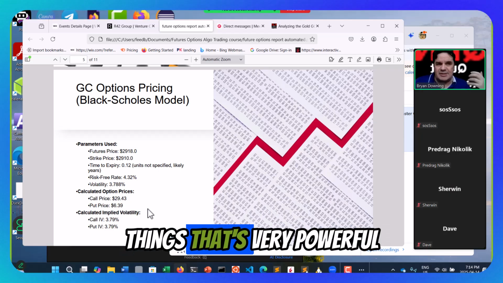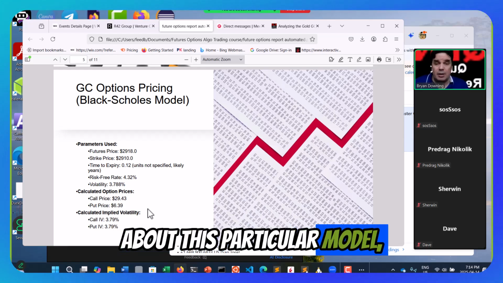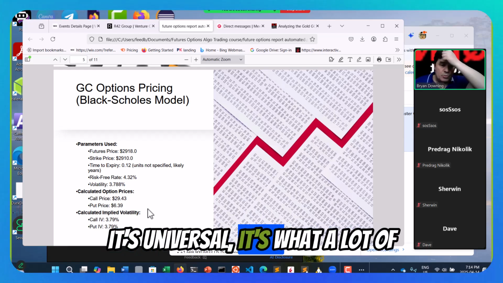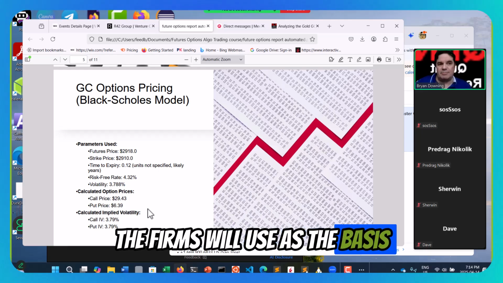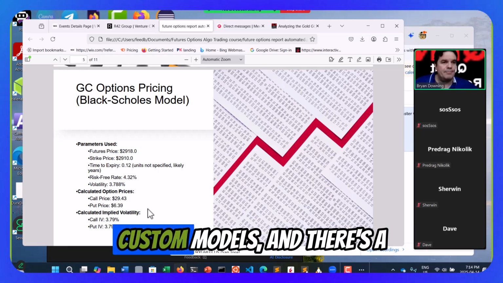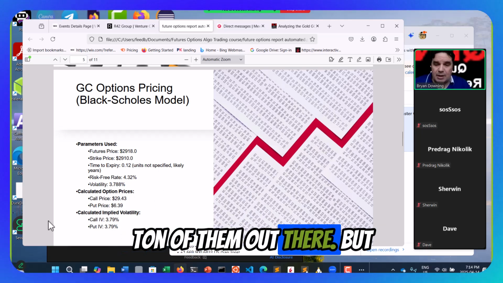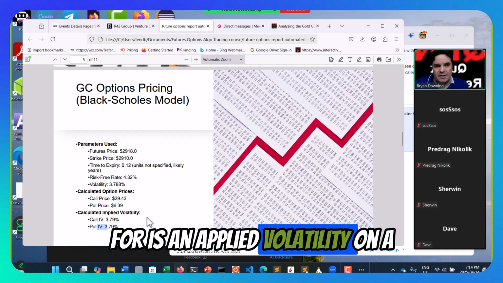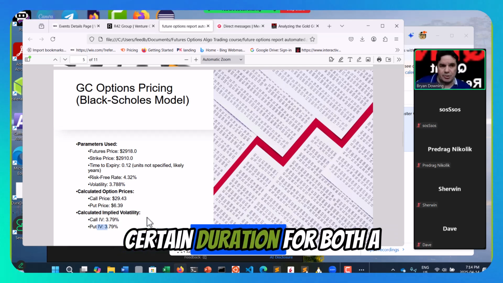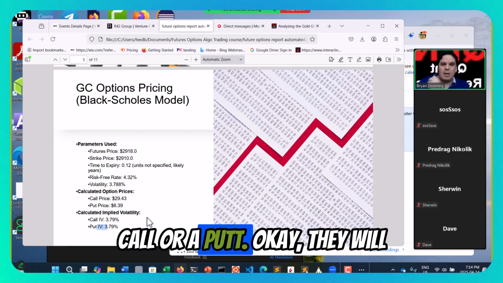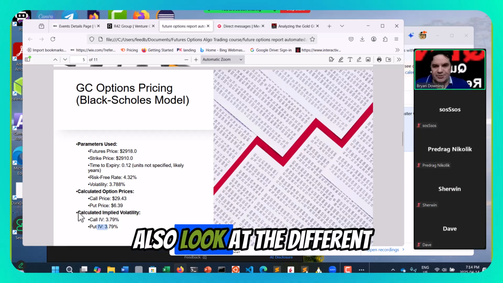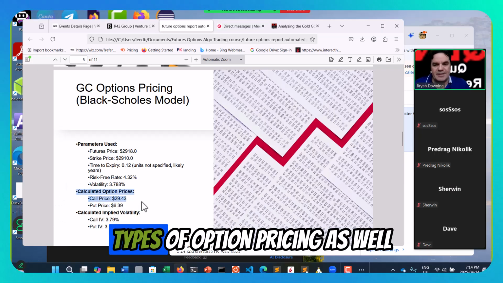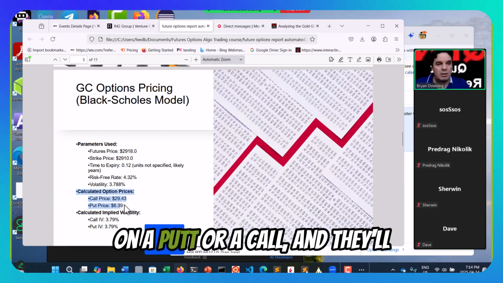One of the things that's very powerful about this particular model is that it's universal. It's what a lot of the firms will use as the basis and come up with their own custom models, and there's a ton of them out there. But usually, what they're looking for is an implied volatility on a certain duration for both a call or a put. They will also look at the different types of option pricing on a put or a call.